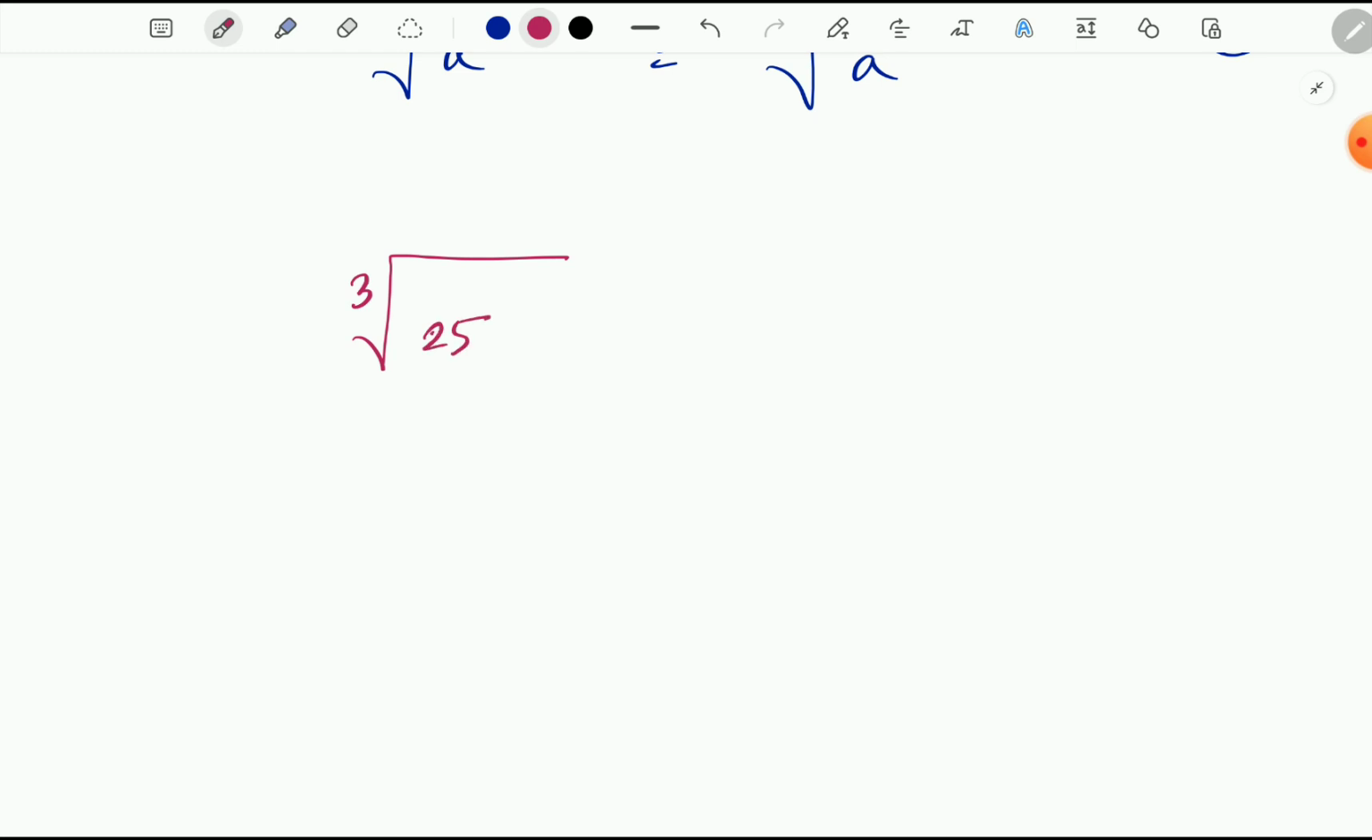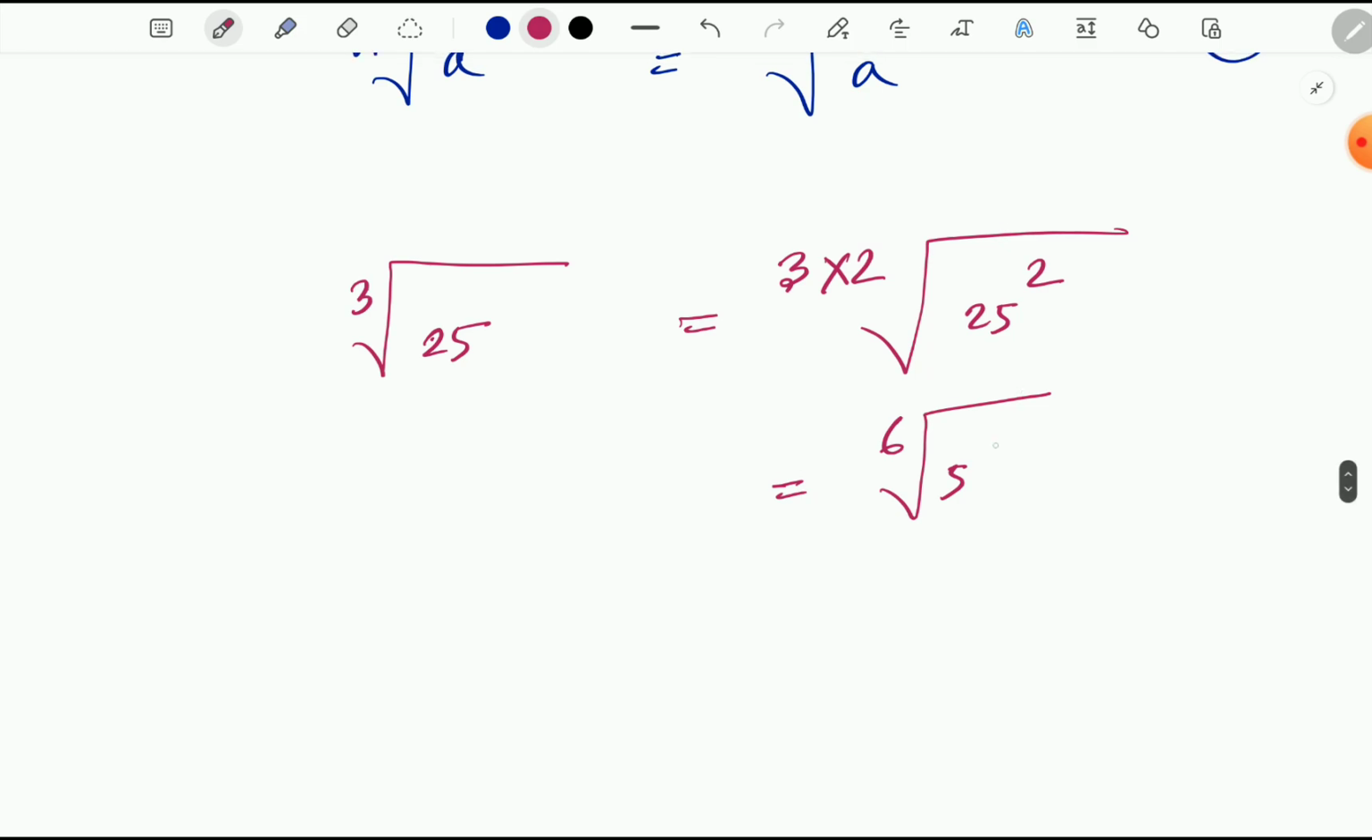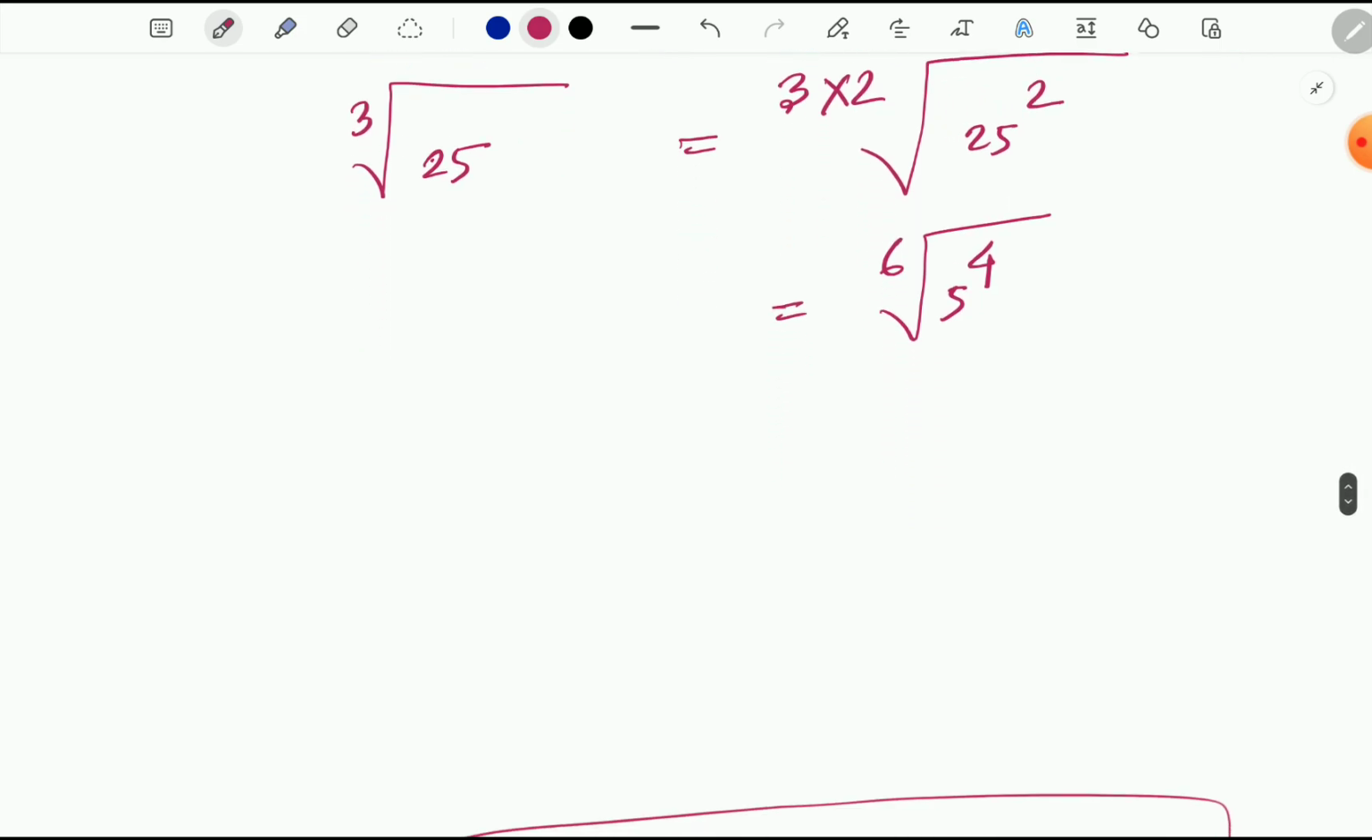So we can definitely write 3 into 2 square root of 25 power 2. It's okay. The overall value of this term won't change if you change it this way. This is the concept of this formula. So we can write 6 and 5 square 5 to the power 4 this way. Okay, let's do a mathematical problem on this, then it would be clear.